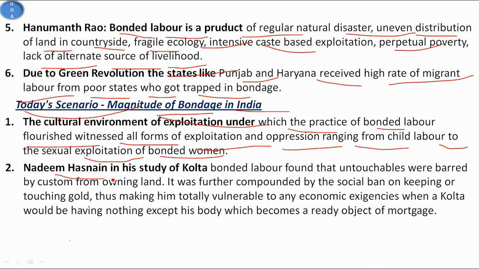Then Nadeem Hasnain, in his study of Kol bonded labor, found that the untouchables were barred by custom from owning land. It was further compounded by the social ban on keeping or touching gold, thus making them totally vulnerable to any economic exigencies, when a Kol would have nothing except his body, which becomes a ready object for mortgage.